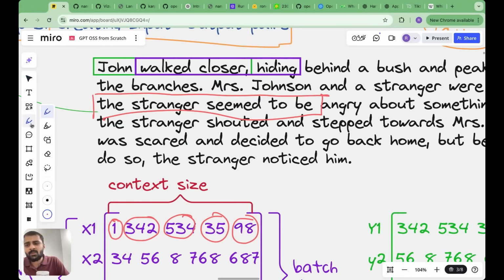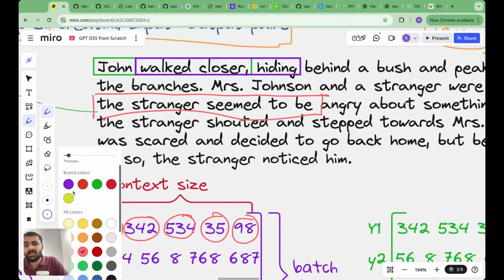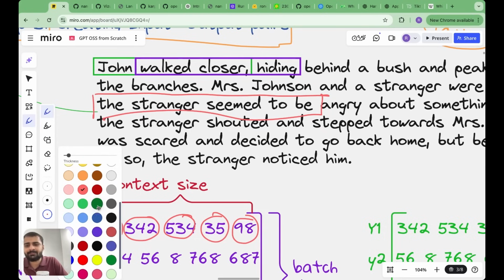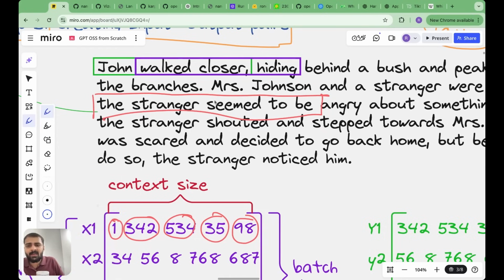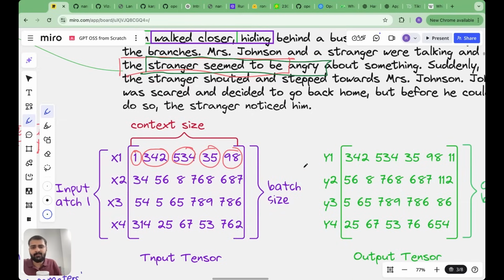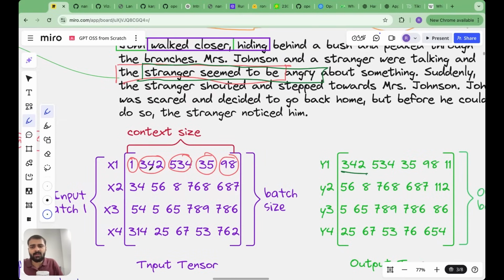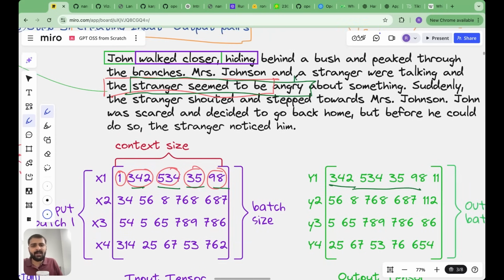Here's the key part. The LLM generates its own output by shifting the input to the right-hand side by 1. So what it will do is, okay, this is my input, I'll shift the input to the right by 1. Then my output becomes: stranger seemed to be angry. Out of these, four words are common. If you look at the output pair, it starts from 342, stranger. So 342, 534, 35, and 98 are the same, and just one more is added, which is angry, which is 11 now. So this is my first input and this is my first target.